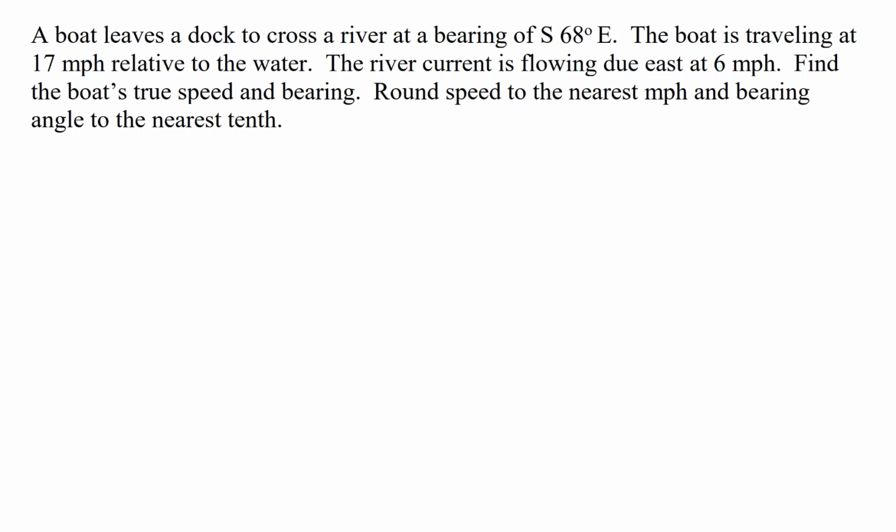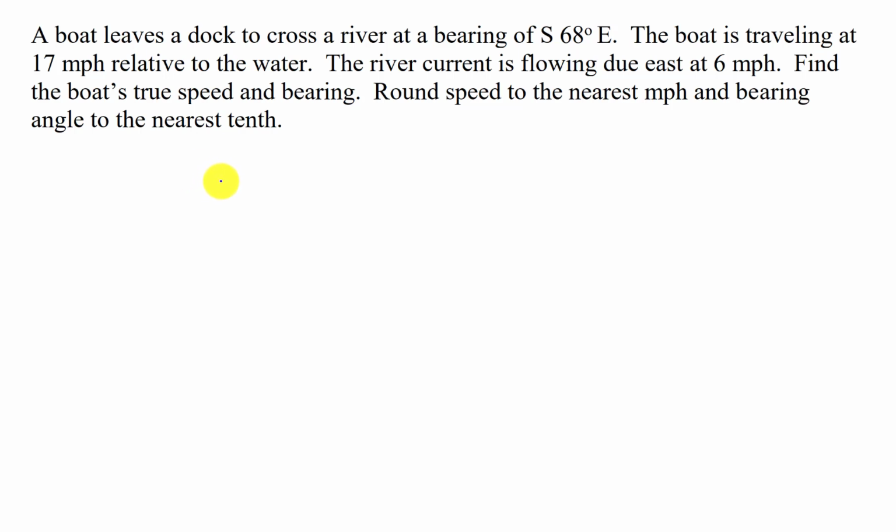A boat leaves a dock to cross a river at a bearing of south 68 degrees east. The boat is traveling at 17 miles per hour relative to the water, and the current is flowing due east at 6 miles per hour. We're going to find the boat's true speed and bearing.